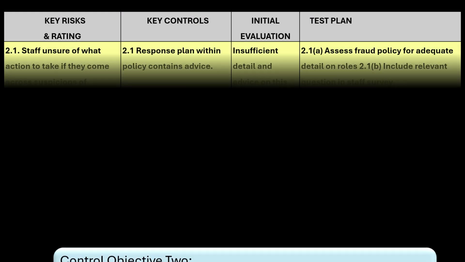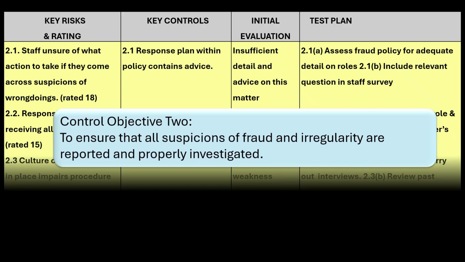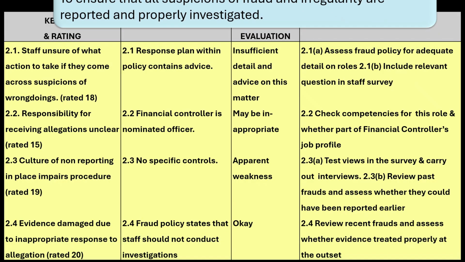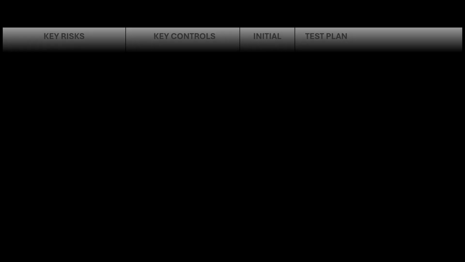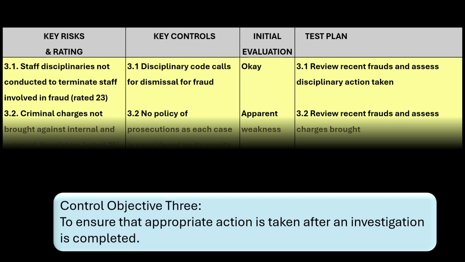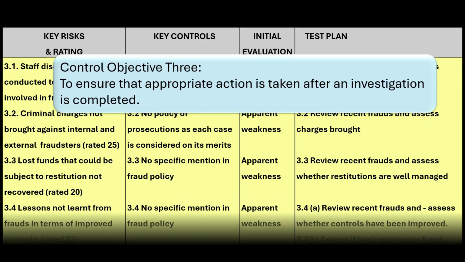Then Control Objective 2, to ensure that all suspicions of fraud and irregularity are reported and properly investigated. And finally, Control Objective 3, to ensure that appropriate action is taken after the investigation has been completed. The required tasks should be carried out in the most efficient and effective way.